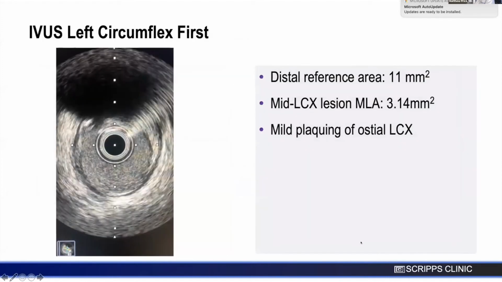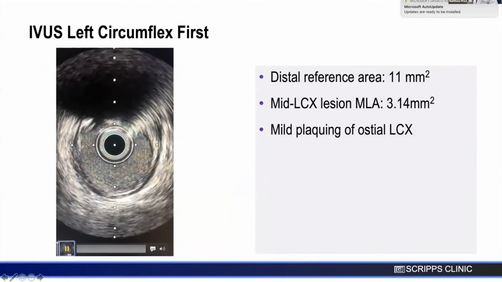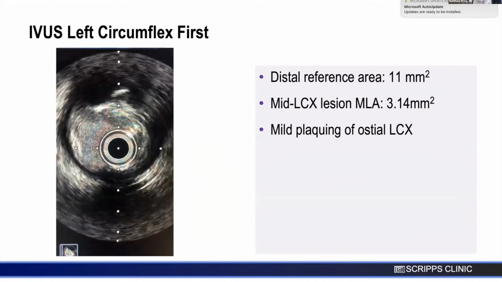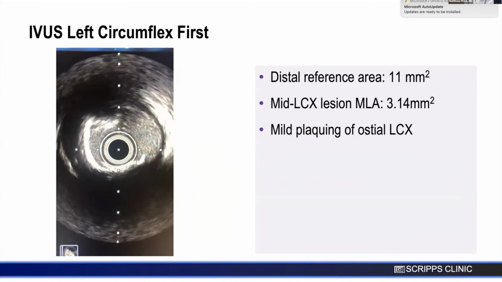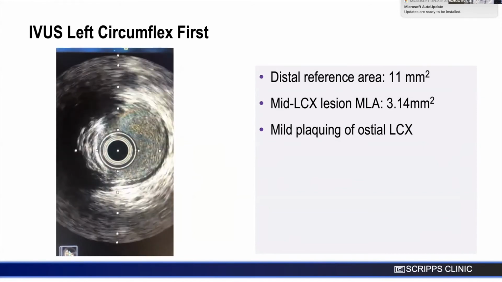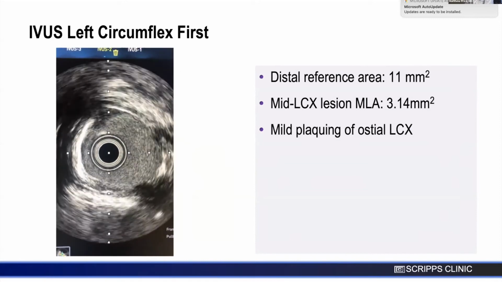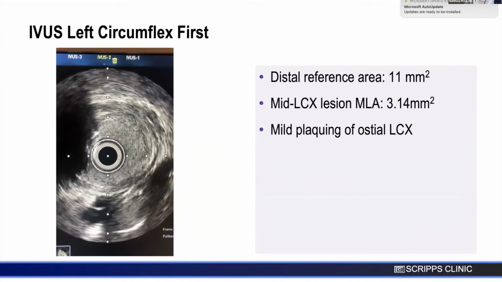All right. So IVUS the left circumflex first. I had to use my iPhone to get these images, so I apologize for that. So there's the lesion in question. The distal reference area is 11 millimeters squared. The mid-circ lesion MLA is 3.14 millimeters squared.